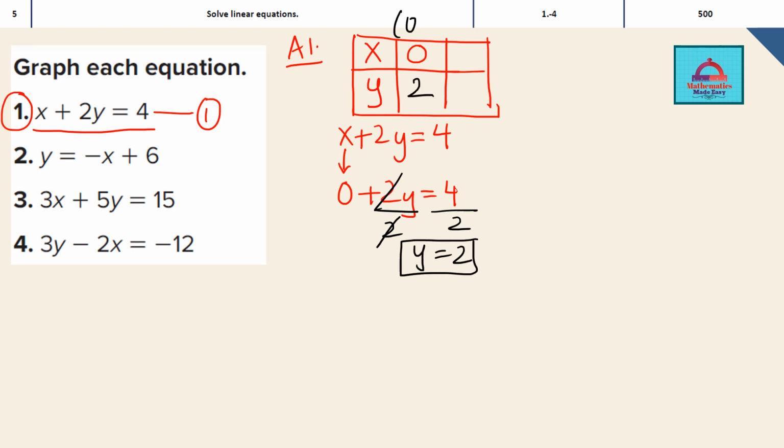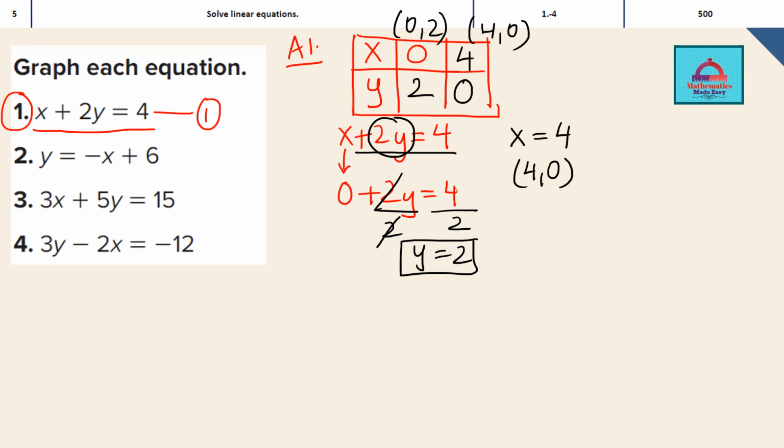This is the first point which gives you the y-intercept. That is, x is 0. Now you put y as 0 in this equation. That means x is going to be 4 because this 2y becomes 0. So the point is going to be 4, 0. So we have got the 2 points: 0, 2 and 4, 0.